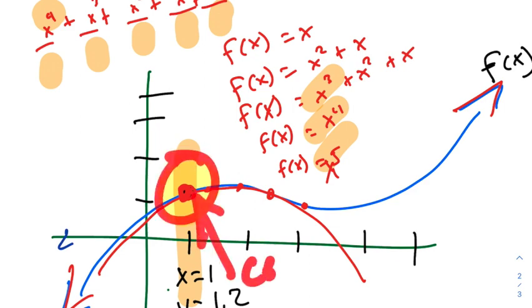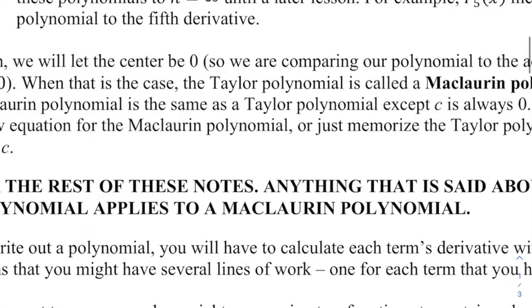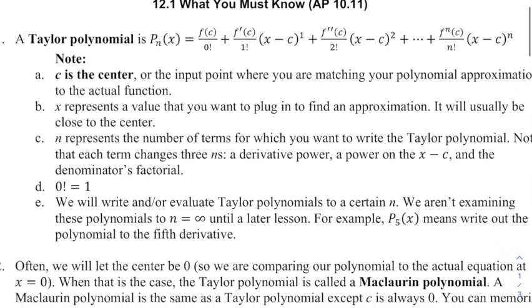That point is called the center, and we will usually let that be C. So in this case, C equals 1. So center just means the place where you are putting your approximation line on the original function and then estimating from there. Okay, so we have some stuff to learn. You have a basic idea of what's going to happen.